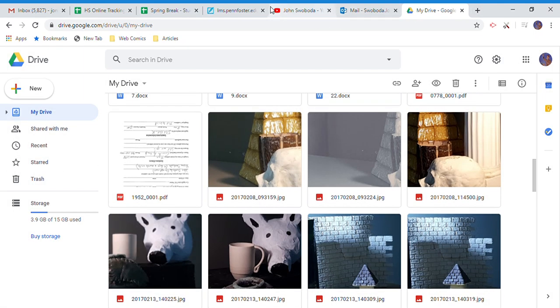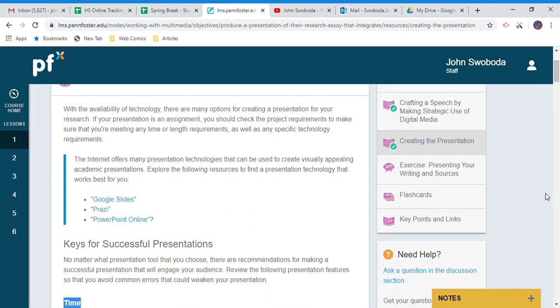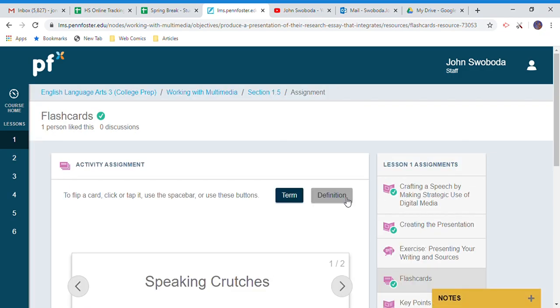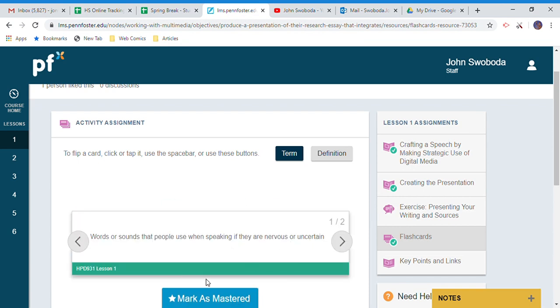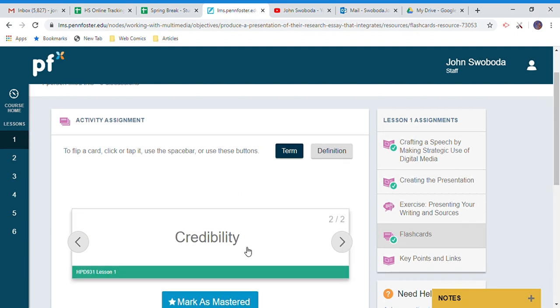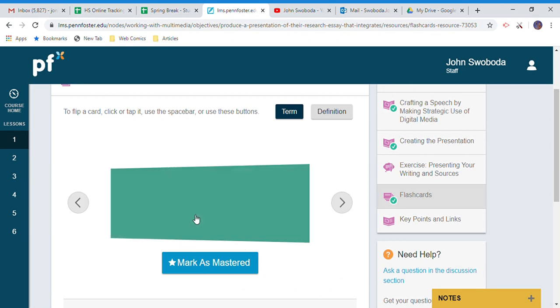Okay, back to it. Let's look at flashcards and then we'll be done. Speaking crutches. That's little things you throw in the middle. Words or sounds that people use when speaking if they are nervous or uncertain. And credibility. Credibility is the trustworthiness of the person presenting.